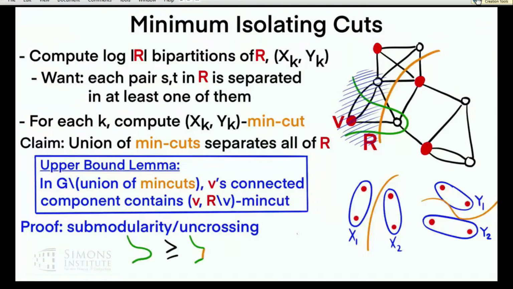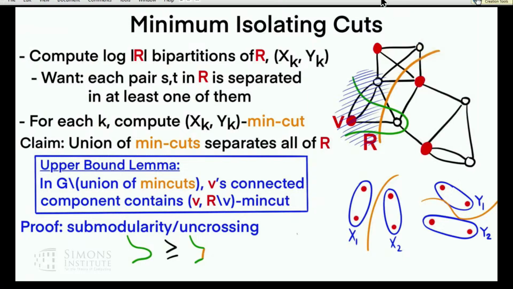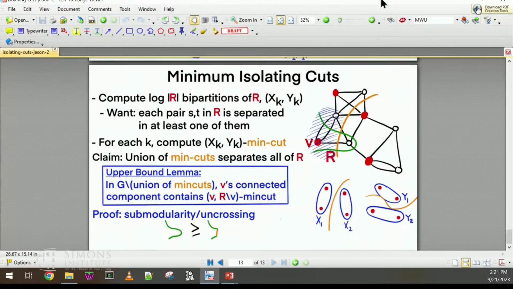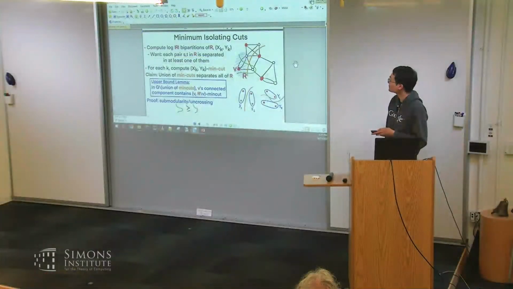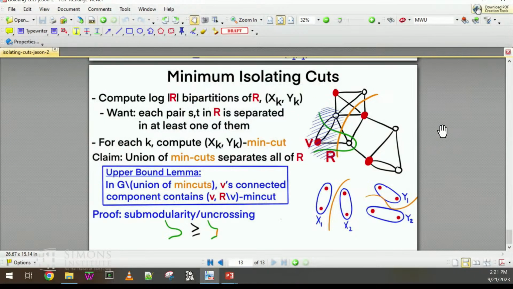There's a question. I think I'm just missing something. Is this an algorithmic thing or an analytic thing, when you're saying that if you have an isolating cut that goes too far, you can replace it with an equally good isolating cut that doesn't go too far?